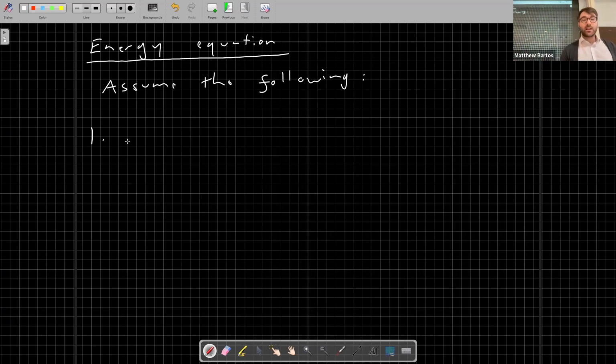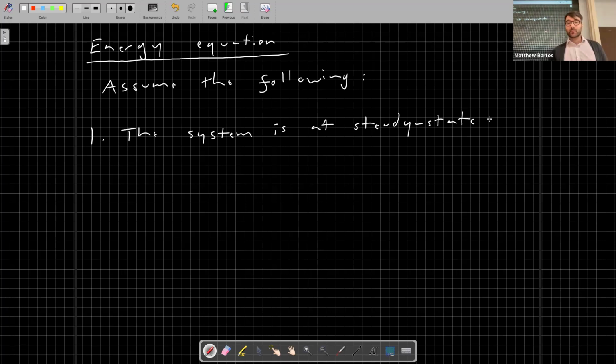So first, we assume that the system is at steady state. The energy equation is a steady state formulation. It can't be applied to systems that are evolving in time. So the system has to be at steady state. In other words, all the time derivatives are equal to 0. Again, this is a very important consideration to keep in mind. You can't apply the energy equation to any system that is changing in time.